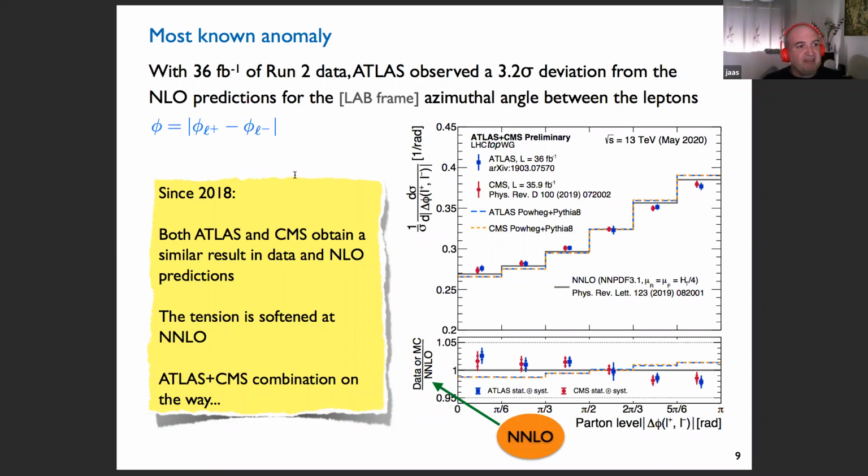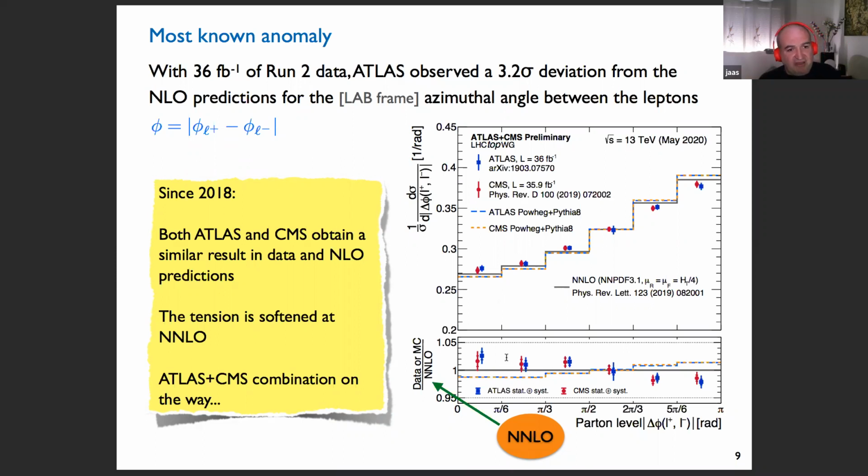The angle phi is, as you see, the difference between the azimuthal angle in the laboratory frame of the two leptons. Azimuthal means taking the beam axis as the axis. This is quite a clean quantity to measure. You don't need anything, just, as I have mentioned, some extrapolation. The anomaly appeared in Atlas data, and since then, both Atlas and CMS obtain similar results that you can see in the plot.